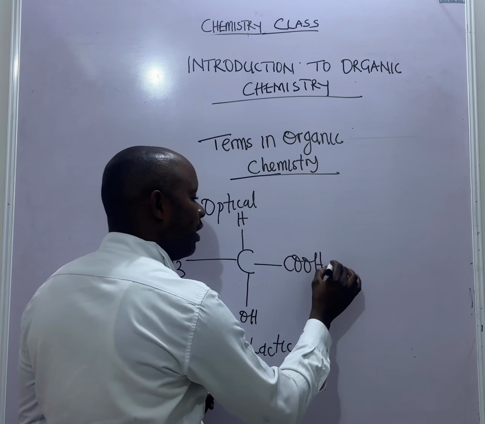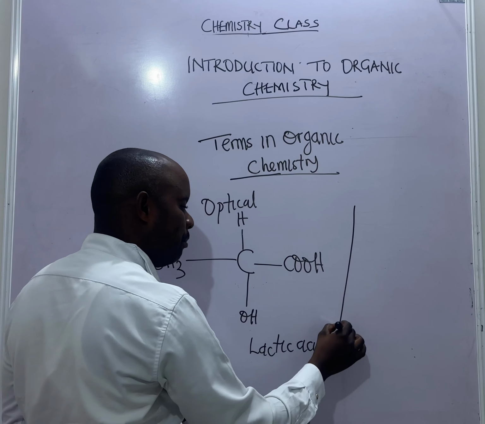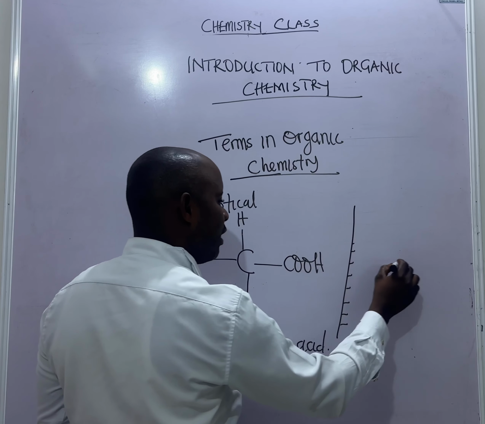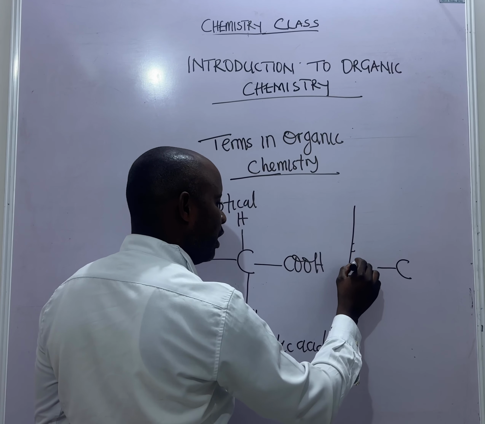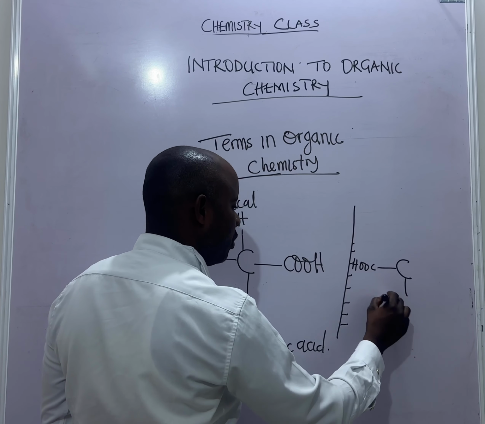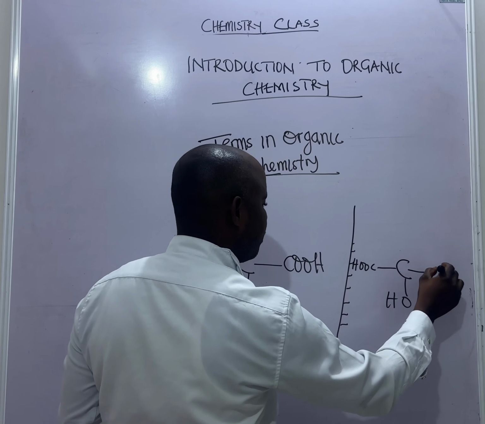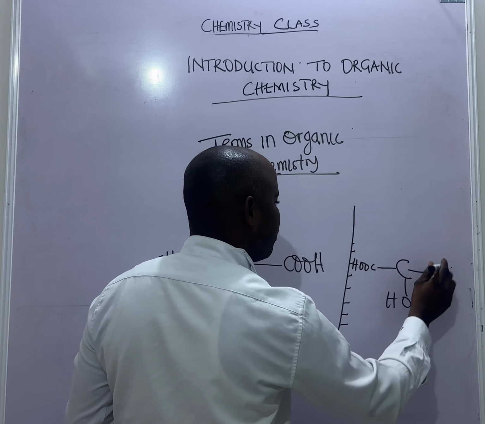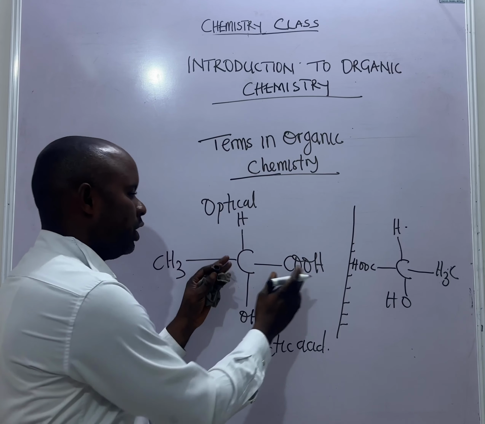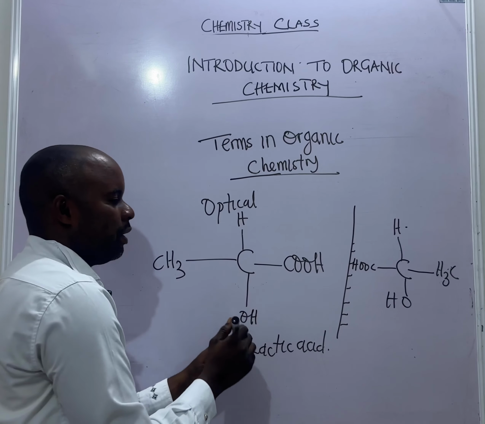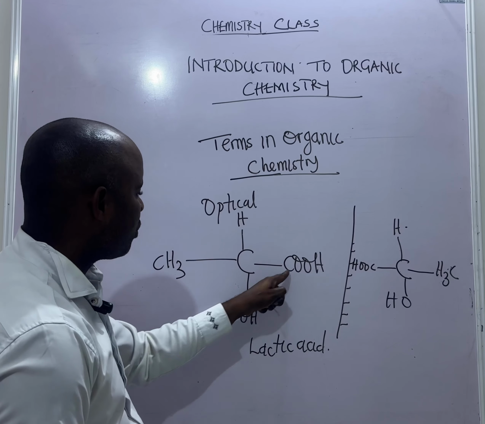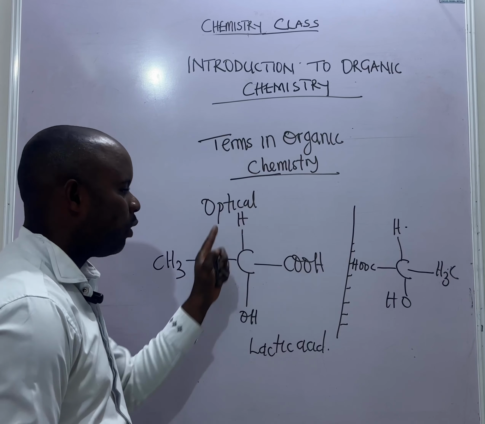Now when we talk about optical isomers, we talk about mirror images. The mirror image of this would have hydrogen, COOH, HO, and H3C, and here we are going to have hydrogen. So it is just the mirror image of this compound. We said a compound must have a carbon bonded to 4 different substituents for it to be optically active.